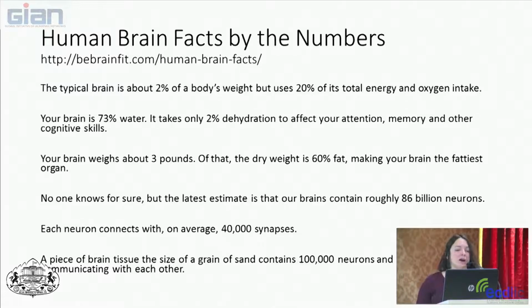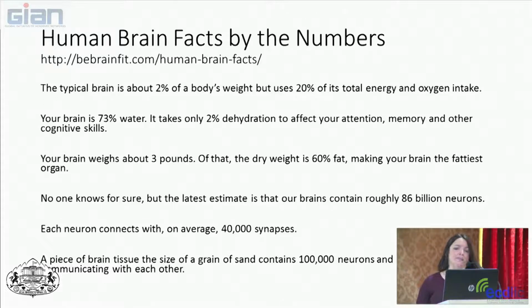The brain weighs about 3 pounds, but of that, the dry weight of the brain is 60% fat, making your brain the fattiest organ in the body. And the reason for this, as we'll learn in a little while, is that the white matter in the brain is wrapped in these myelin sheaths, which is actually fatty tissue. And that is a very important element that helps the brain process information, and we'll talk about that a little later.